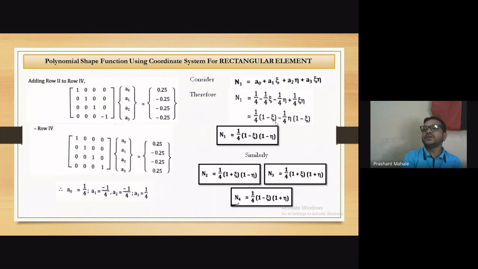So here if you see the trick, in n1 you have both minus, eta and zeta, and in n3 you have both plus. Whereas in case of n2, zeta is minus, and in n4, eta is minus. In n2, the second term is minus. In terms of n4, the first term is minus, whereas n1 is both minus and n3 is both plus terms.